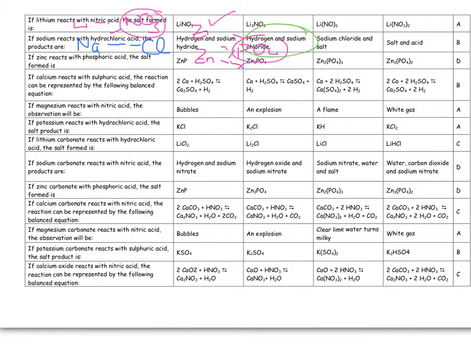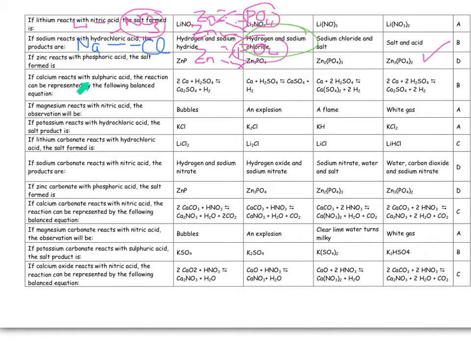I need another zinc. 1, 2. I need another phosphate, PO4. They come with 3 arms. I need another zinc with 2 arms. So I land up with Zn3(PO4)2. So that's going to be your correct answer.